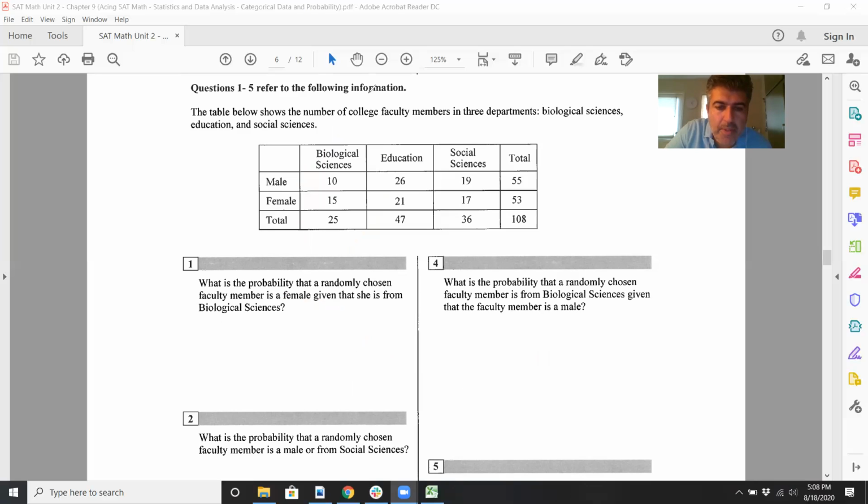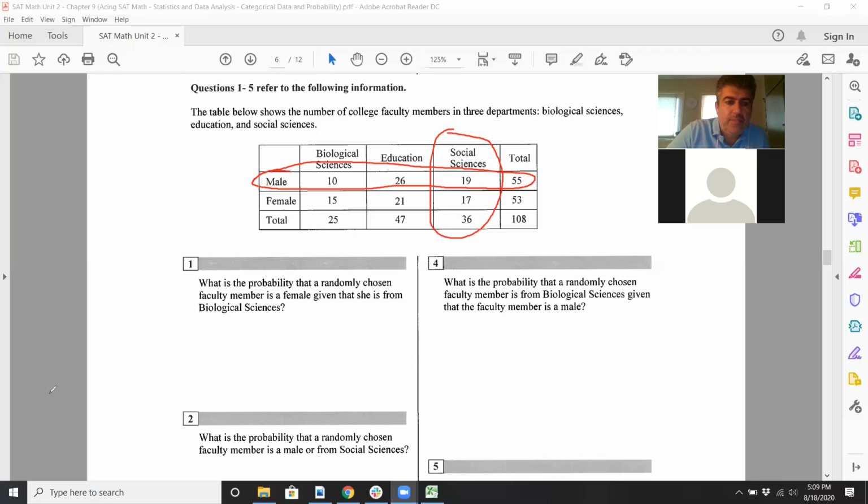What is the probability that a randomly chosen faculty member is a male or from social science? So it could be one or the other. Male or social science, so focusing on all this, but also all this. First of all, how many males were surveyed? There's 55 total males. And how many social sciences were surveyed?